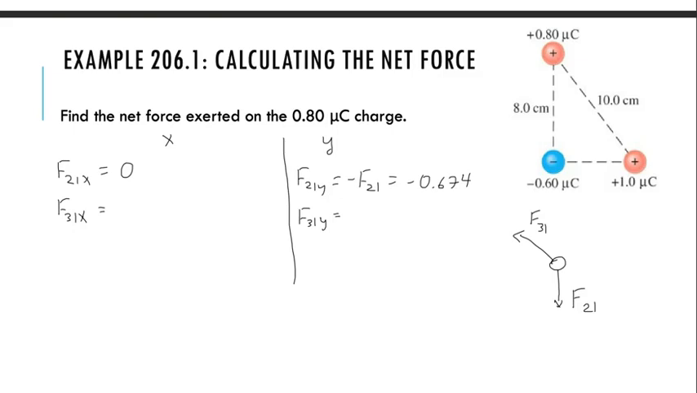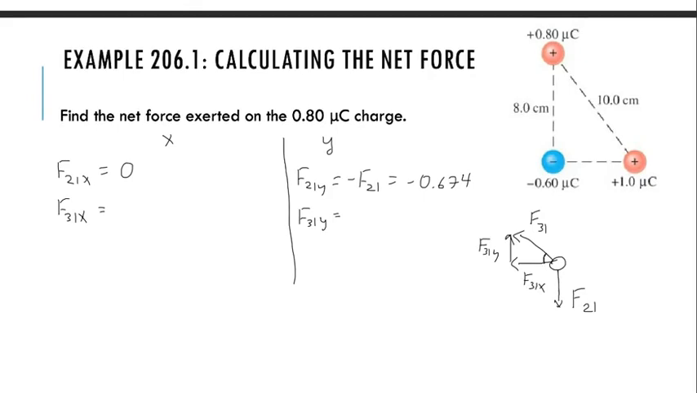F31x and F31y. So F31 is diagonal. We want to draw the x and y components. So we know that to get from here to here, we have to go to the left and then upward. So this is F31x to the left, and then F31y upward. To find these components, we need an angle. Now, we're not given an angle, so we have to do a little bit of extra work to find the angle.